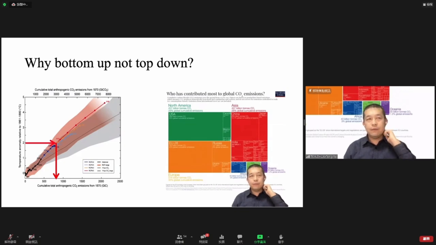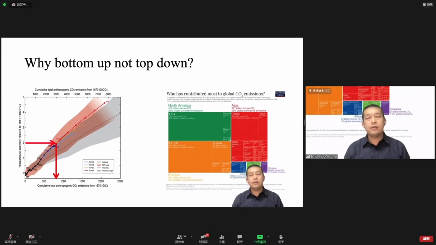You have seen this figure from the lecture by Professor Luo Yong, that generally there is a linear relationship between the temperature rise and the cumulative emission we can emit to the atmosphere. We call it the carbon budget, which means we can only emit a limited amount of emission to the atmosphere. For 2 degrees, we have about 1,400 gigatons of carbon dioxide as carbon budget. But for the 1.5 degree target, we only have about 500 gigatons of carbon budget.